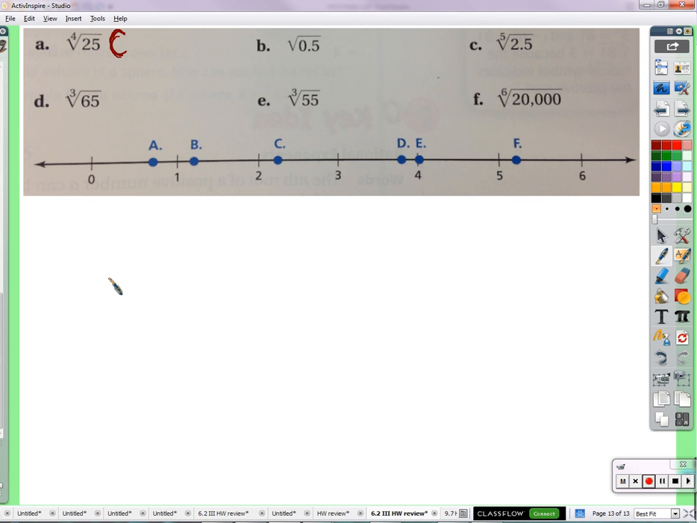Is E 4, or is it more than 4? 4 times 4 times 4 is 64. Oh, wait, yeah, so D is less than E. E is just barely past 4. Oh, okay. Because I can't see the line. Oh, here's the line. You think it's E? Yeah, because 4 times 4 times 4 is 64, but we want the third root of 65. It's just a tiny bit bigger, so we want a number that's a tiny bit bigger than 4. Okay.